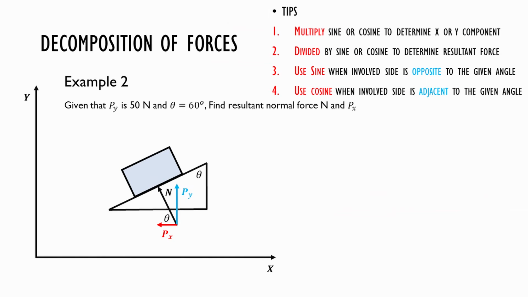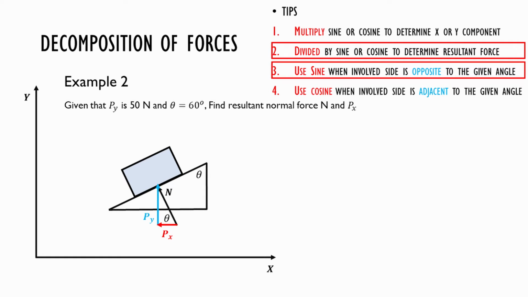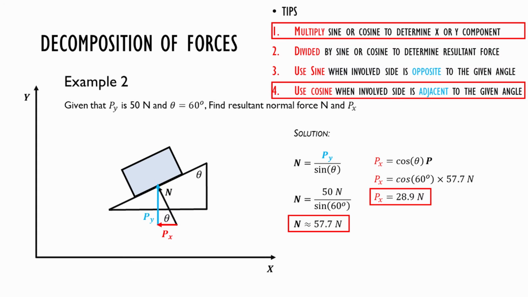Example 2. The y component is the opposite side relative to the angle theta. Use tips 2 and 3. I divide the y component, which is 50 Newton, by sine 60 degrees. So P is about 57.7 Newton. Once the resultant force is found, and I know Px is the adjacent side relative to the angle theta, use tips 1 and 4.